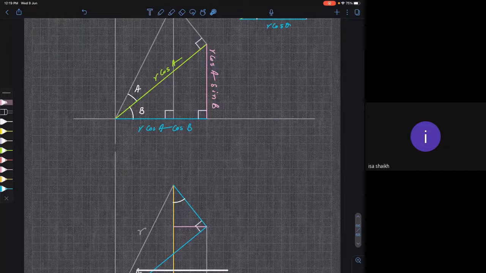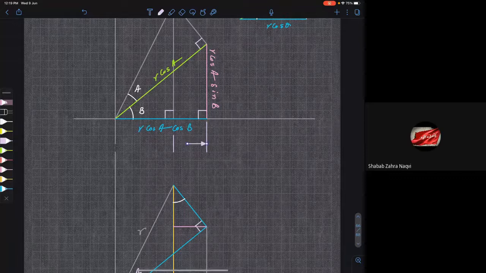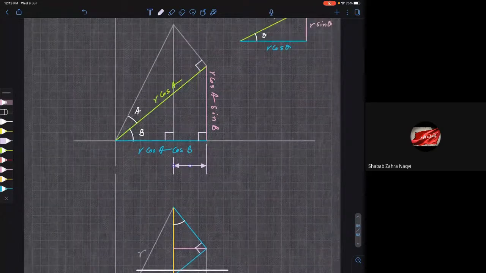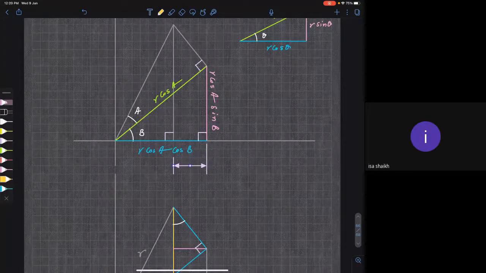Now, what is the question? I need to somehow find the length of this side and subtract it from this blue side to get the length of this side. Are you getting my point? Sir, can you repeat which side we are subtracting? Just draw and repeat. Wait. Okay.